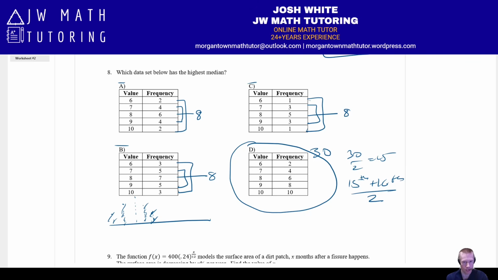So let's count up down the chart. 2 plus 4 is 6. 6 plus 6 is 12. We didn't get the 15th or 16th yet. Okay, now 12 plus 8 is 20. That means the 15th and 16th values are both 9. So the average of 9 plus 9 divided by 2, well, that's just 9. So the median for this one will be 9, whereas all the others have a median of 8.